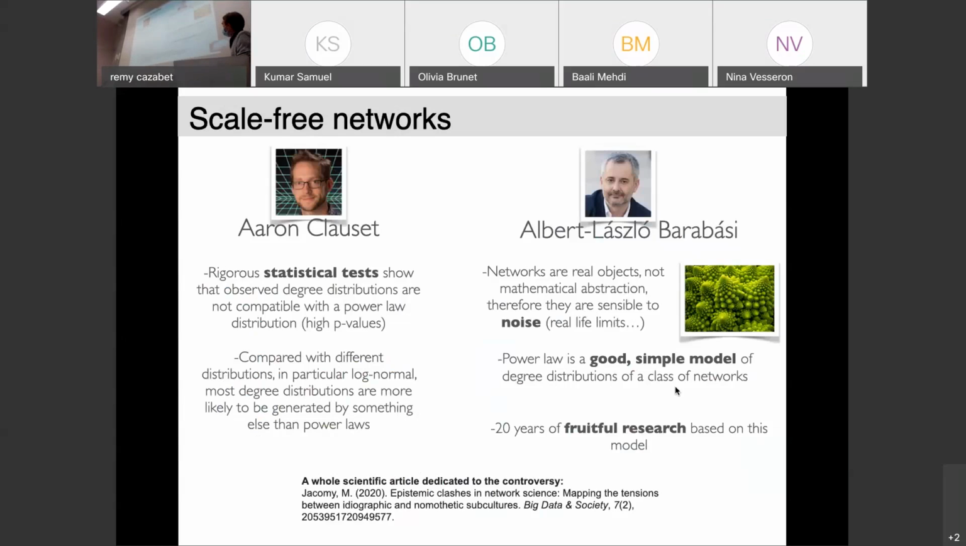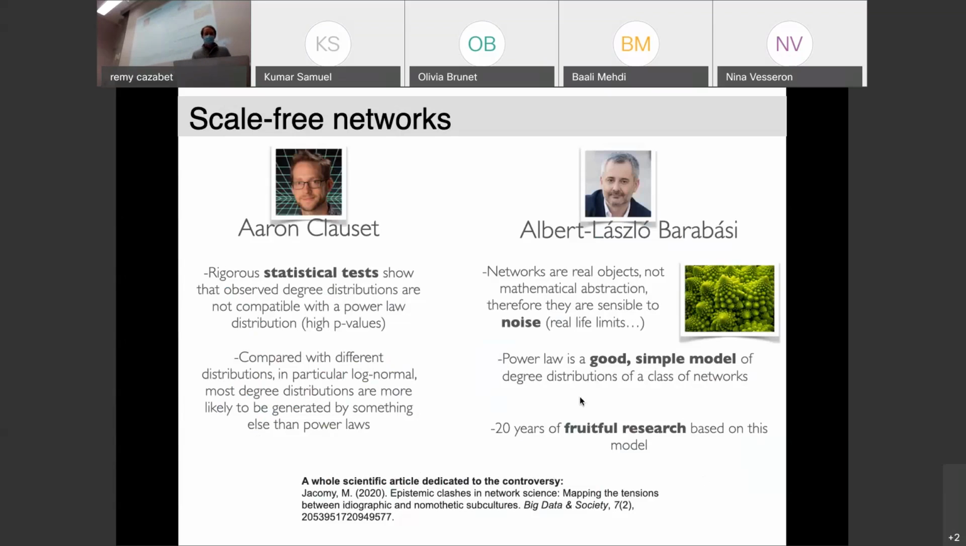What he observed is that power law is a good and simple model of degree distribution. It's very simple. It has a single parameter, and yet it seems to look a lot like reality. And there are many years of research based on the observation of scale-free networks. So it means that it is meaningful, because there is all this research.